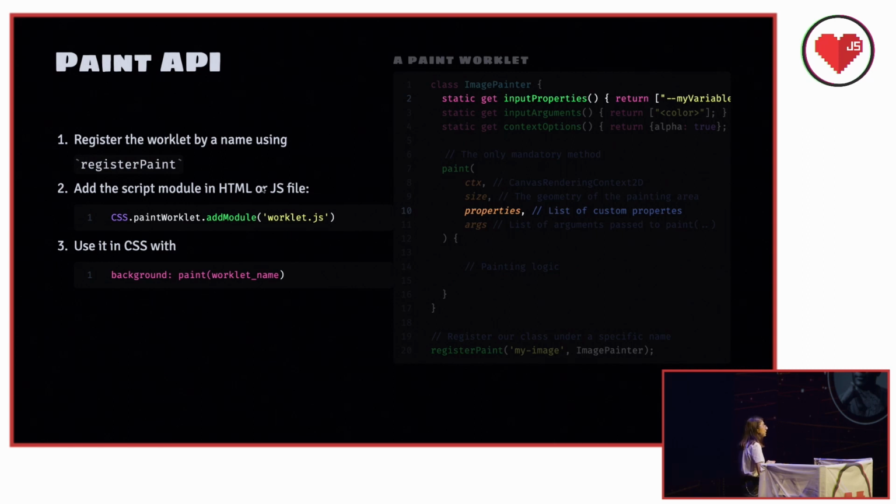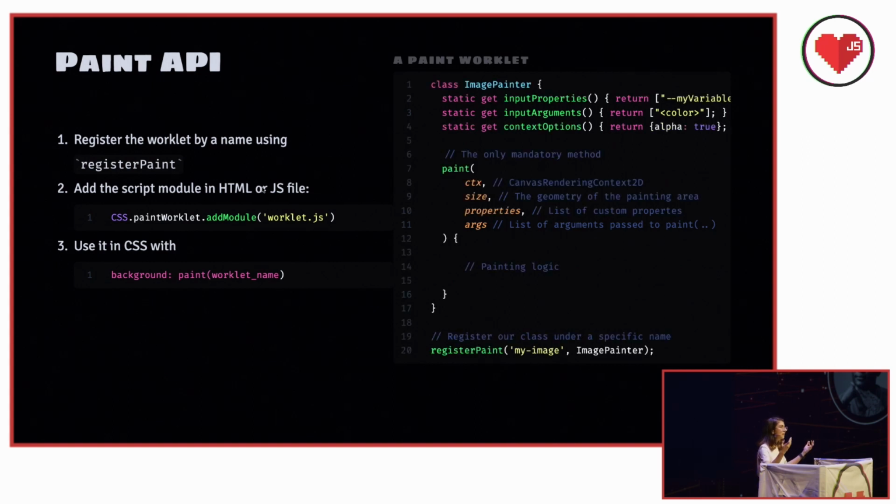You can register a set of custom CSS properties or CSS variables using the static method inputProperties. Basically, you tell your paint worklet that there is this set of custom CSS properties, and whenever I change them in my styling, I want you to repaint and regenerate whatever you're trying to paint. And the last one is arguments, which means you can pass more than one argument to the paint function in your CSS, if you will. So yeah, that's basically it.